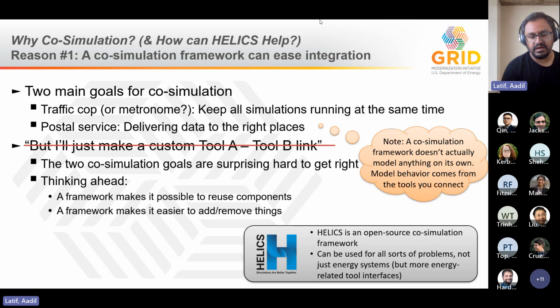So you can have layers for transportation. You could add a federate for all of these different pieces, whatever your use case is. You can incrementally increase the complexity of the system without having to rewrite parts of your code. And that is one of the biggest advantages of using a co-simulation framework.